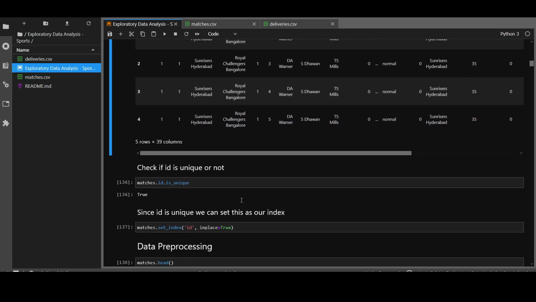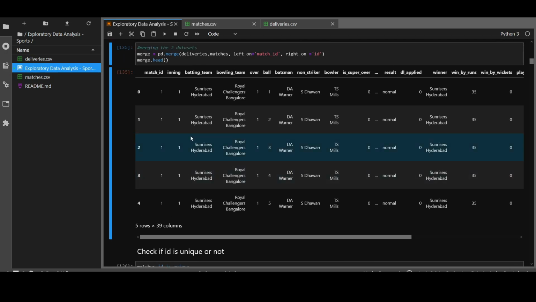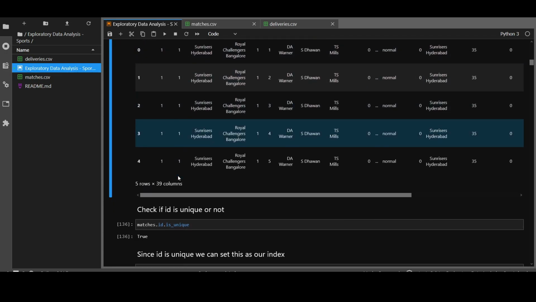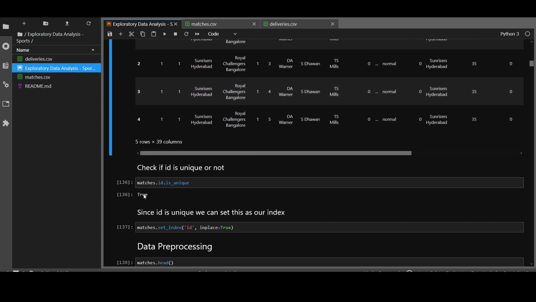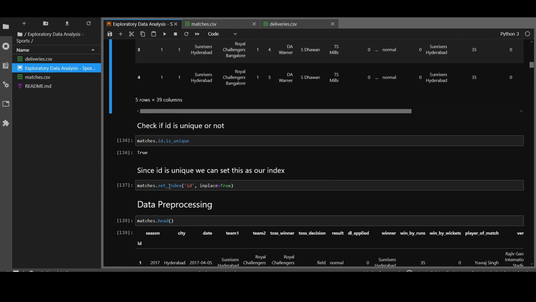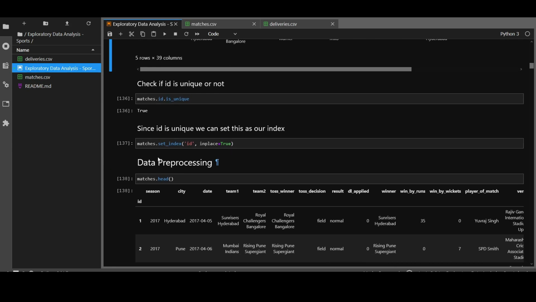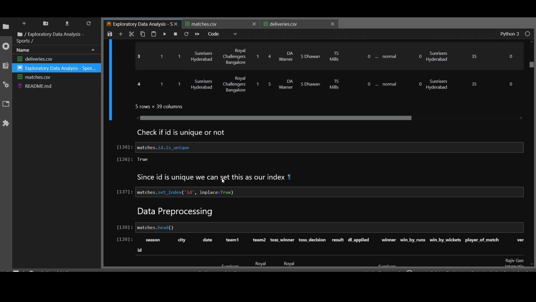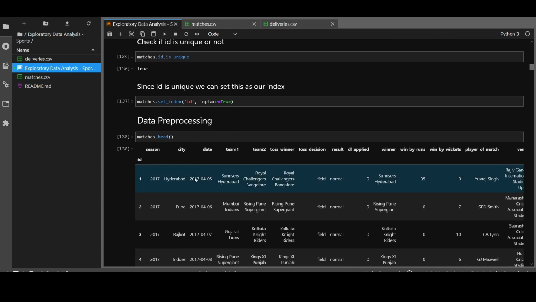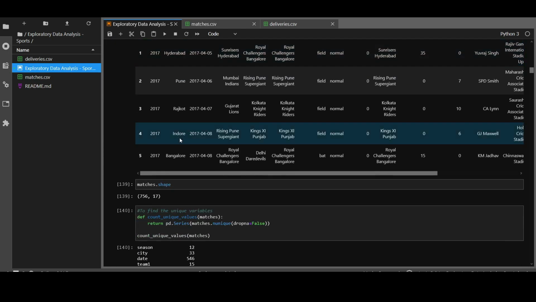So we are checking if the ID is unique or not. There is this match ID, and we are checking if it is unique. It's given True, so it's unique. As the ID is unique, we are placing it as the main ID. Now we are doing the data pre-processing.